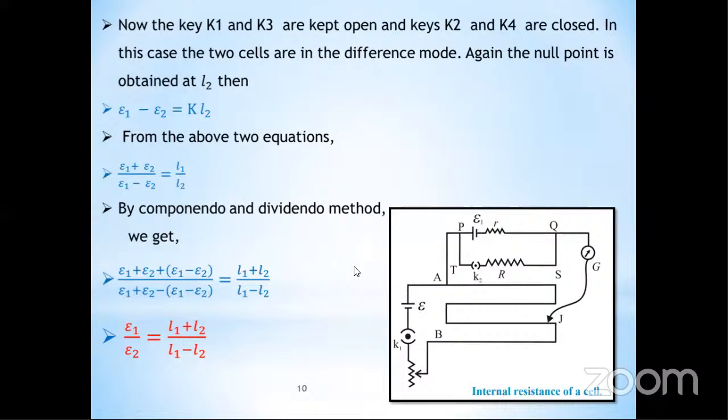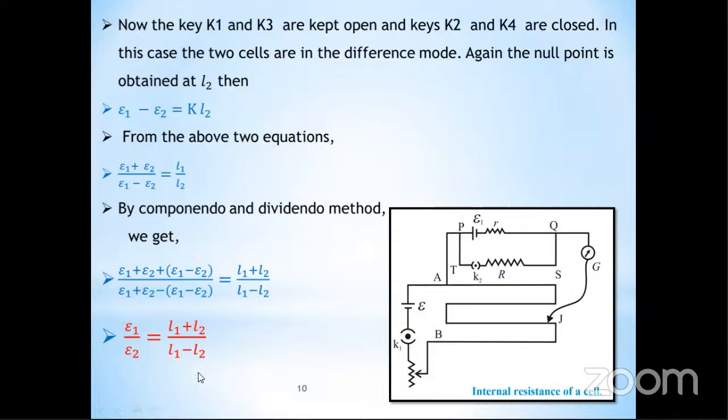In the second case, we join the cells with the positive and negative terminals opposed, and so E1 minus E2 is again K into L2. Therefore, E1 plus E2 divided by E1 minus E2 is equal to L1 divided by L2. But here we are comparing E1 divided by E2, therefore applying componendo and dividendo and solving this equation, similarly with L1 plus L2 and L1 minus L2, we get E1 divided by E2 is equal to L1 plus L2 divided by L1 minus L2.